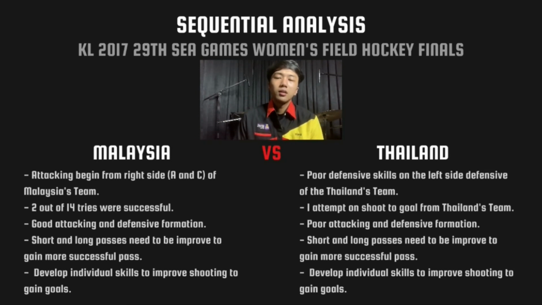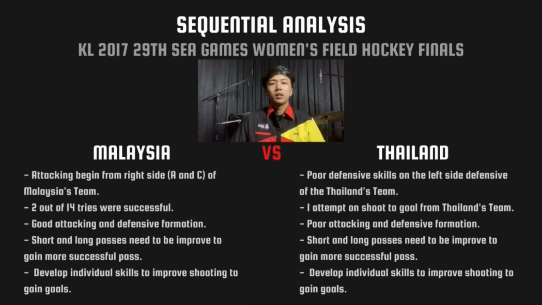Also, suggestions for the Thailand team: short and long passes need to be improved, as I told before. Develop individual skills to improve shooting and to gain goals. Last but not least, the coach of the team needs to counter their team's weaknesses to gain more successful passes, such as long passes, dribbling and shooting.